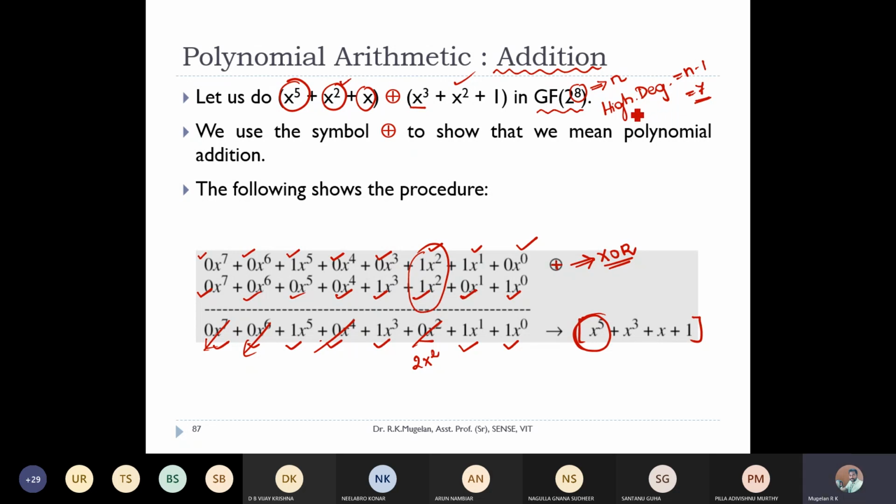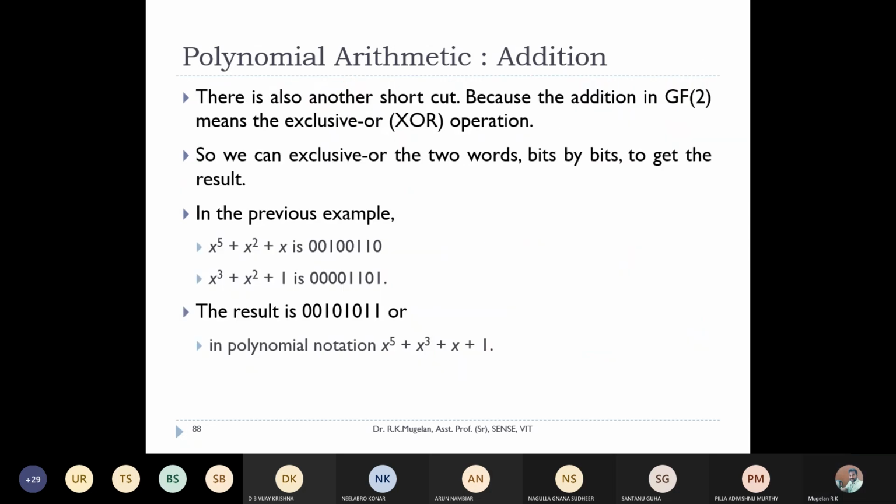Arun, I'll come to your multiplication part in the next slide. Have people understood this addition part with respect to the XOR operation? Can you raise your hand? Because in multiplication, we'll see the usage of the irreducible polynomial. Actually, there's also another shortcut: I can directly convert them into binary values, then XOR these two binary values to get the answer.